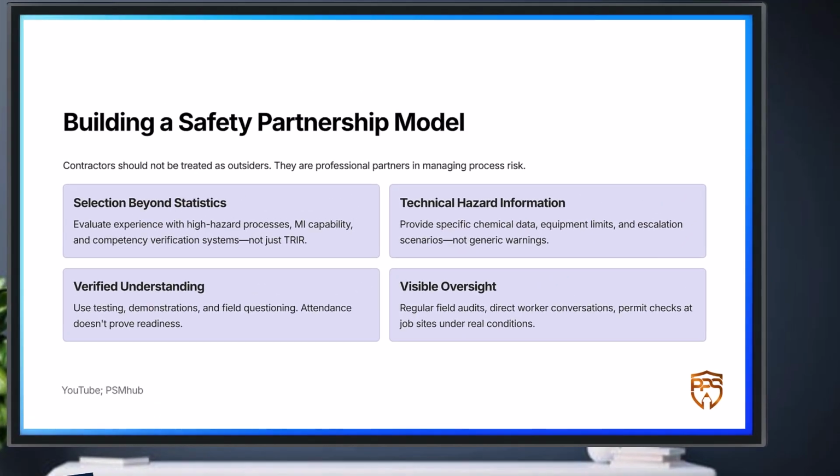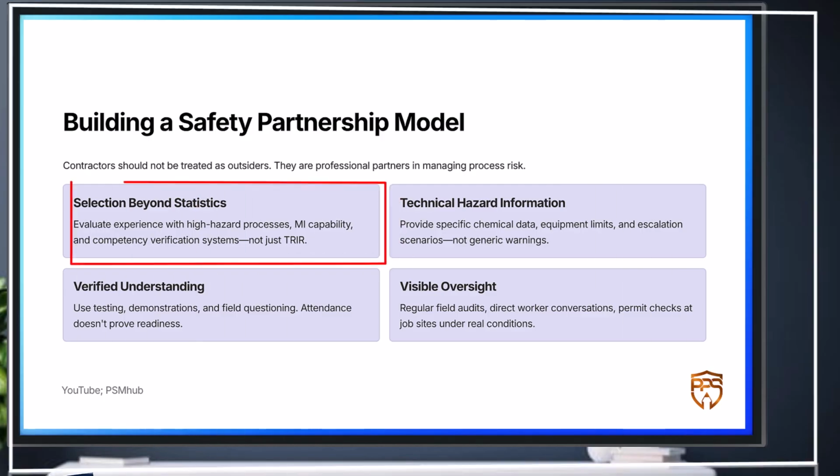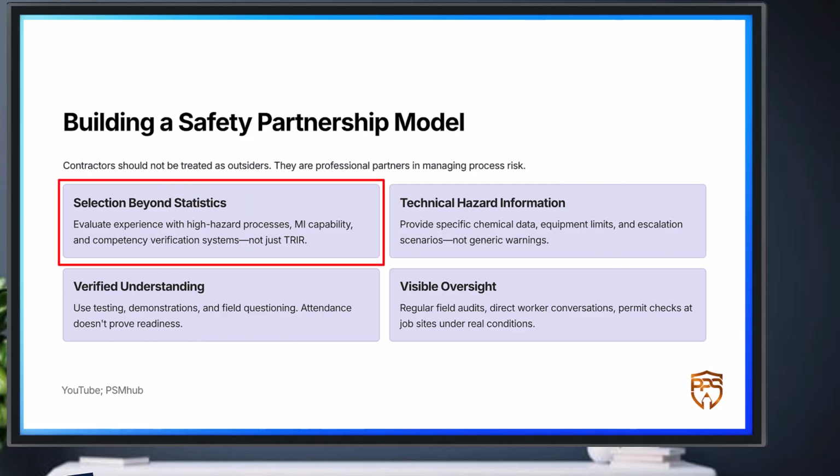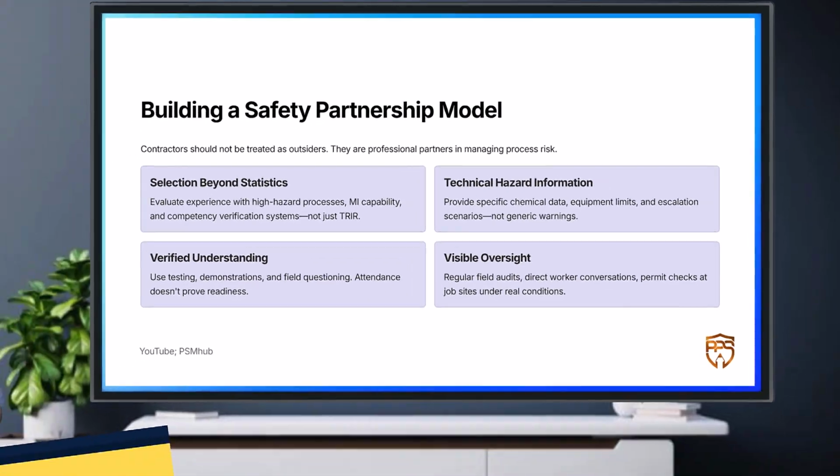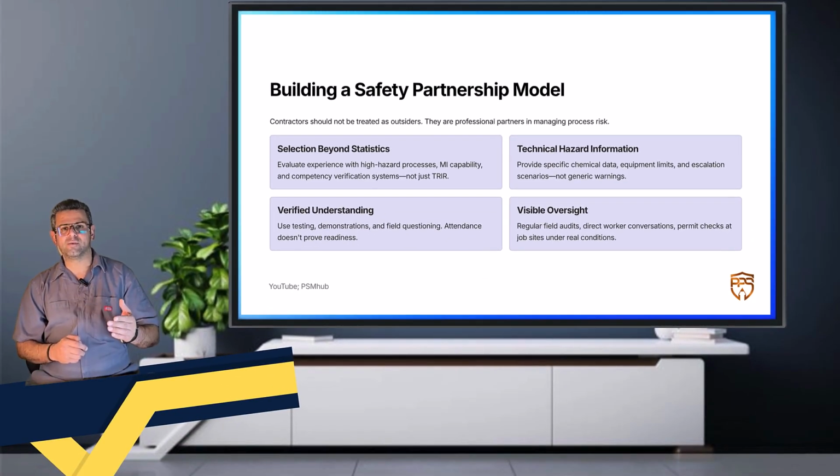This partnership starts with how contractors are selected. Contractor selection must go beyond a simple injury statistic like TRIR. What really matters is experience with high hazard processes, the ability to perform complex mechanical integrity work, and the strength of the contractor's internal system for verifying worker competency. Low injury numbers mean very little if process knowledge is weak.